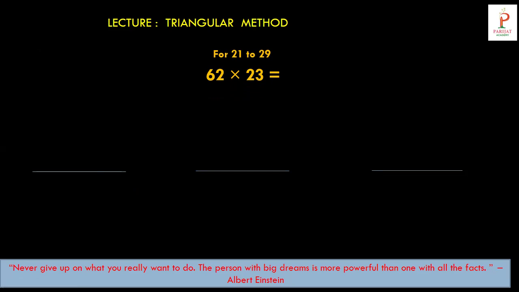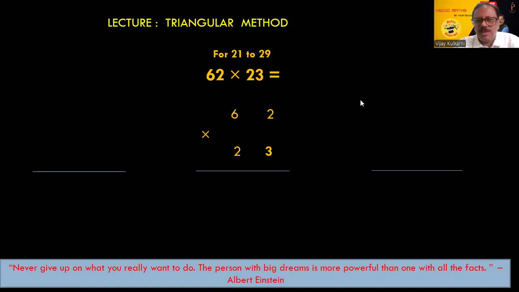Last time we learned how to multiply by 12 to 19 by the triangular method. Exactly the same process, but one small change in this chapter, because each number starts with 2: 21, 22, 23, 24. So 62 times 23. How can we do this?